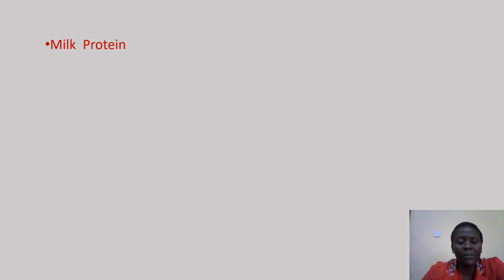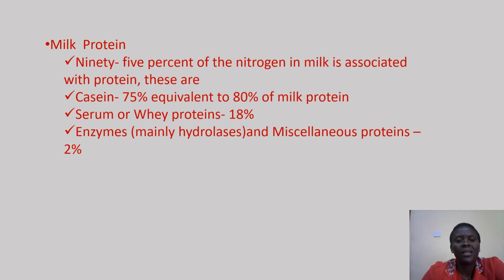Also, under milk chemistry, we will talk about milk protein. About 95% of the nitrogen in milk is associated with protein, and these are casein, serum or whey protein, and enzymes. Casein is about 75% to 80% of milk protein. Serum or whey protein, as earlier mentioned, is 18%. And then we have enzymes, which are mainly hydrolases, and miscellaneous proteins that make up about 2%.